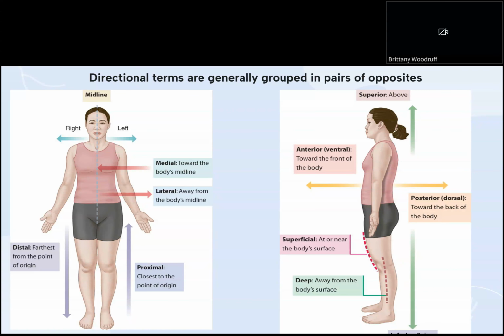Opposite of medial is going to be lateral. So lateral means away from the body's midline.